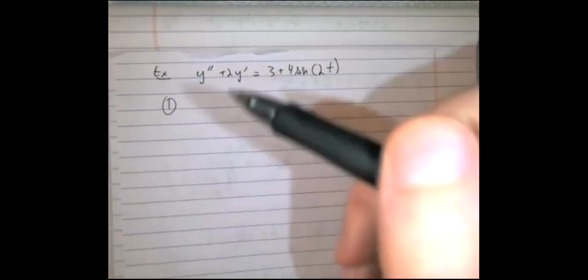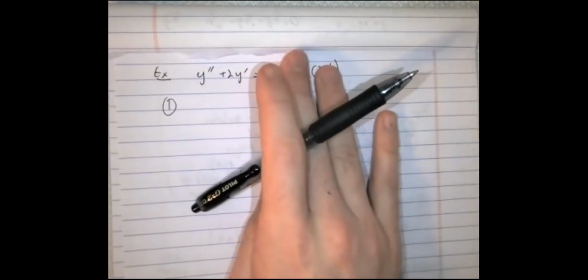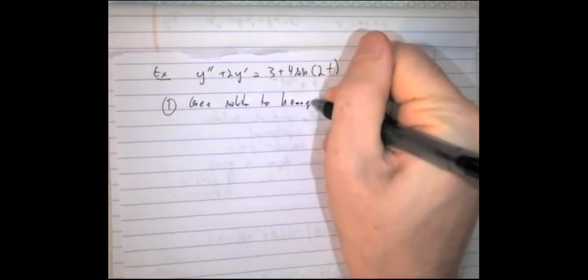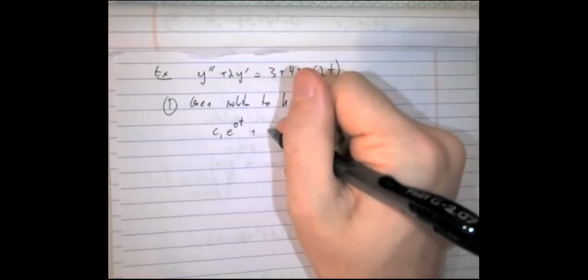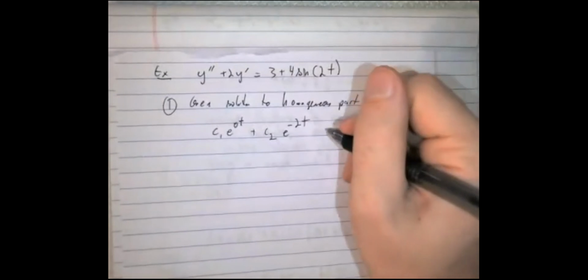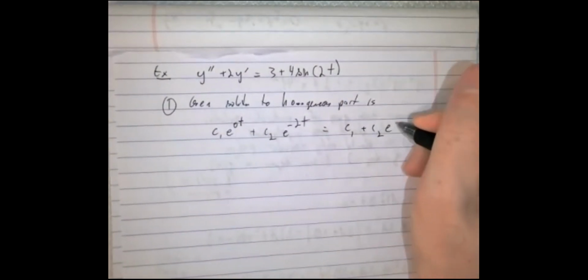Zero, -2. The roots of the characteristic polynomial of the homogeneous piece are 0 and -2. So the general solution to the homogeneous piece is C1 e to the 0t, or C1, plus C2 e to the -2t, which is equal to C1 plus C2 e to the -2t.